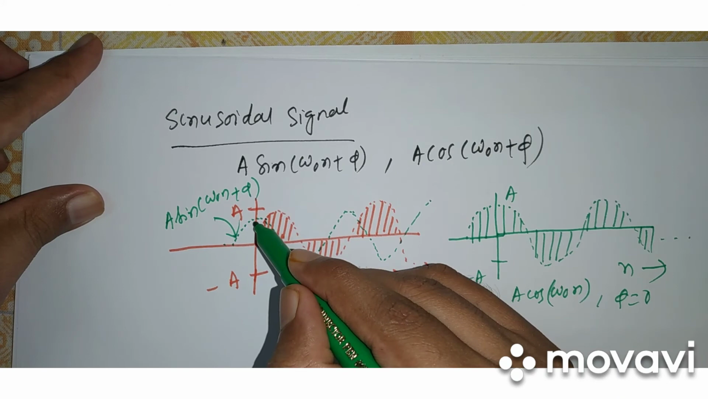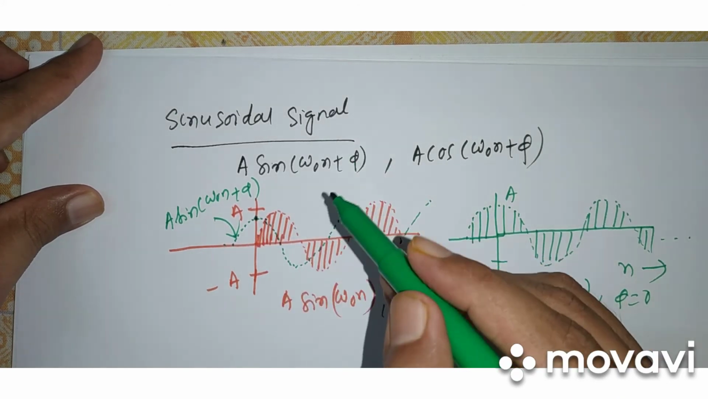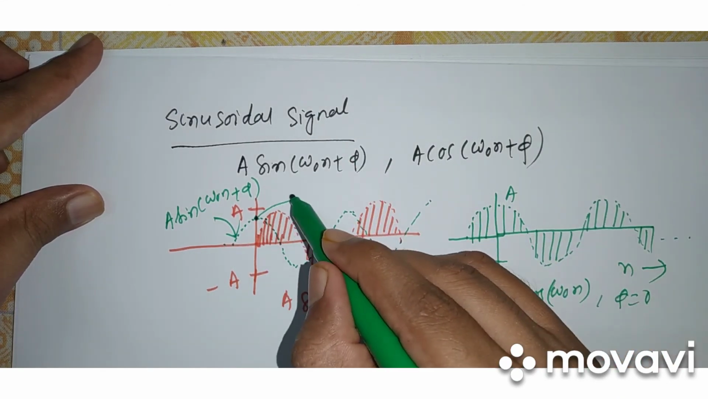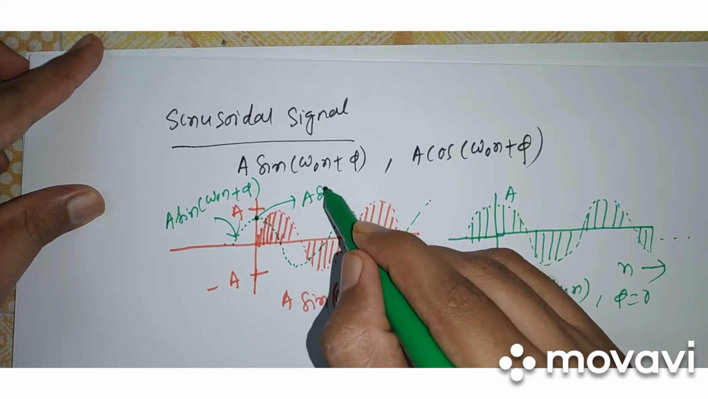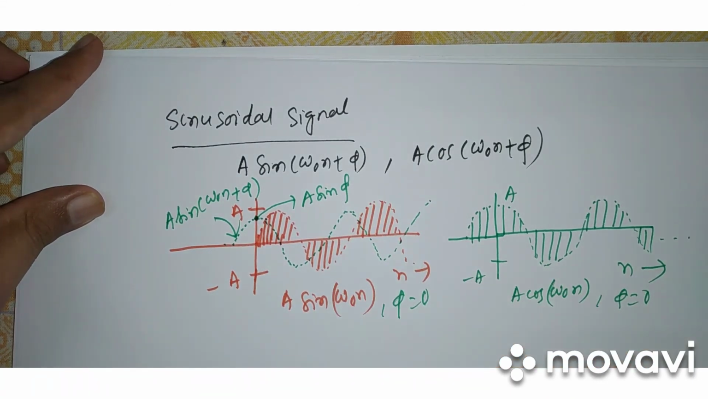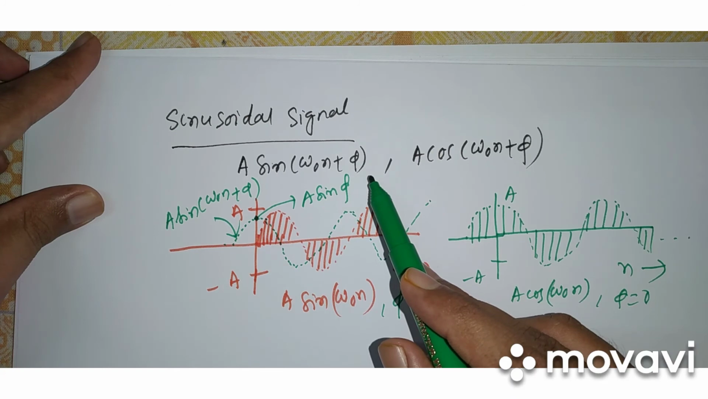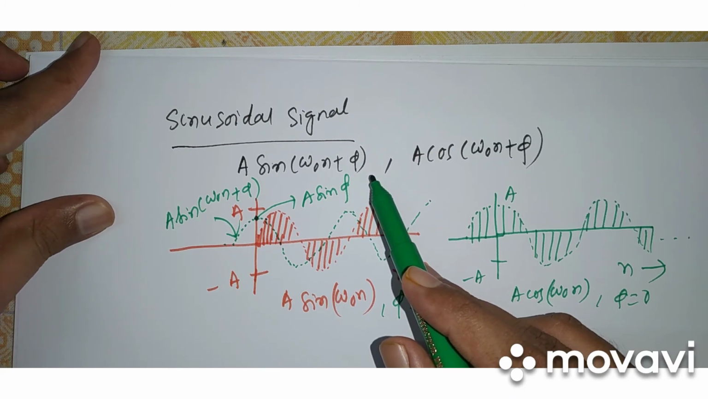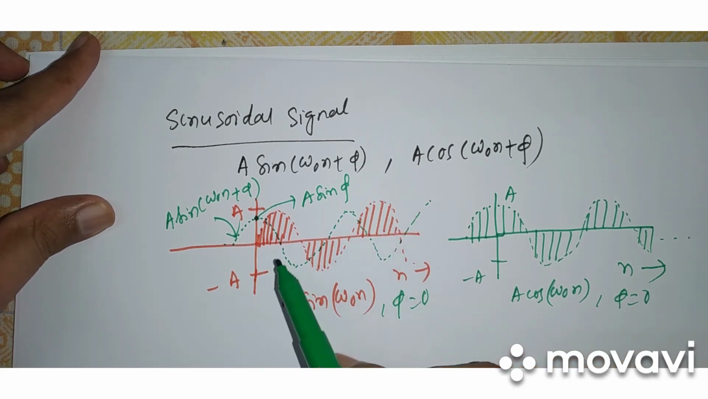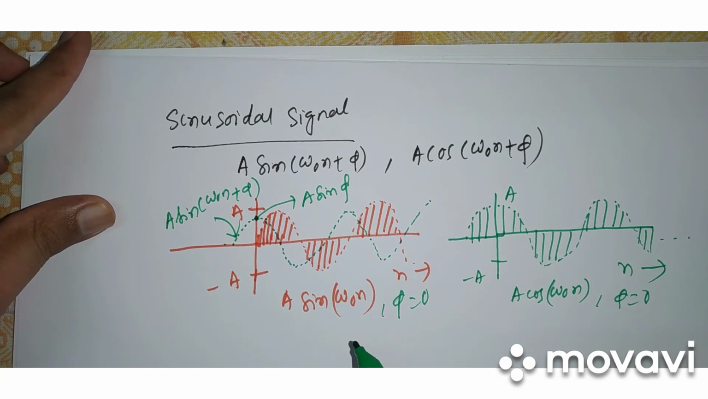And what is this value exactly? This is your A sine phi, yes or not? Same case we will get in case of cos. It depends upon the value of phi. Okay, it will shift left hand side.